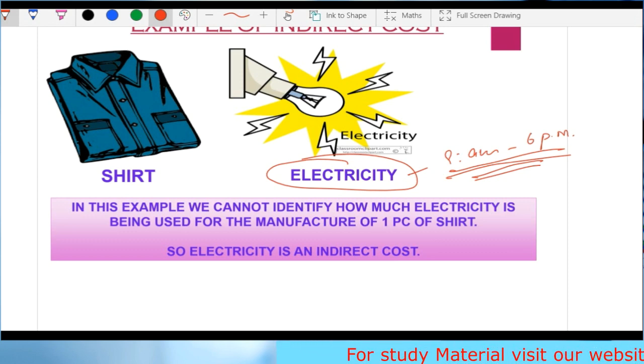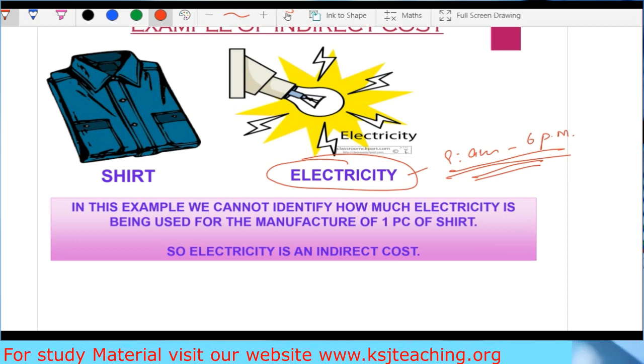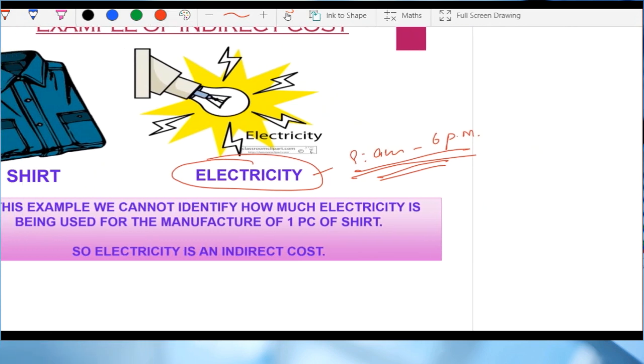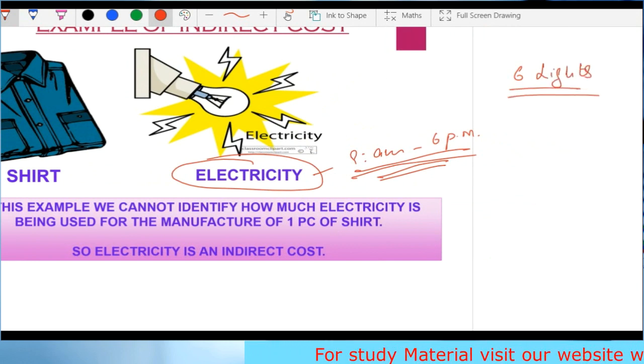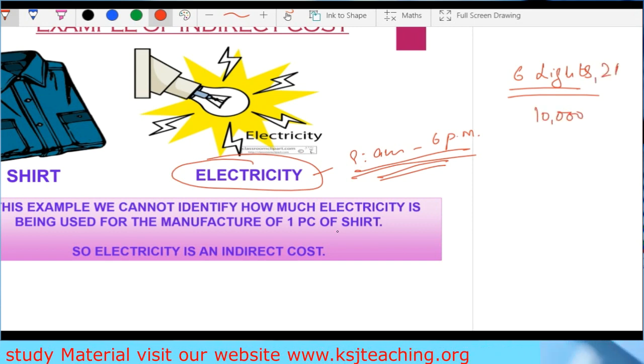Sir, how can we tell that? There are hundreds of shirts being made on 10 or 12 machines. There is a bulb in your room. Say, it's a simple example. In your house, there are say 6 lights, right? And your monthly electricity bill is say 10,000 rupees. 6 lights and say 2 AC, air conditioners.